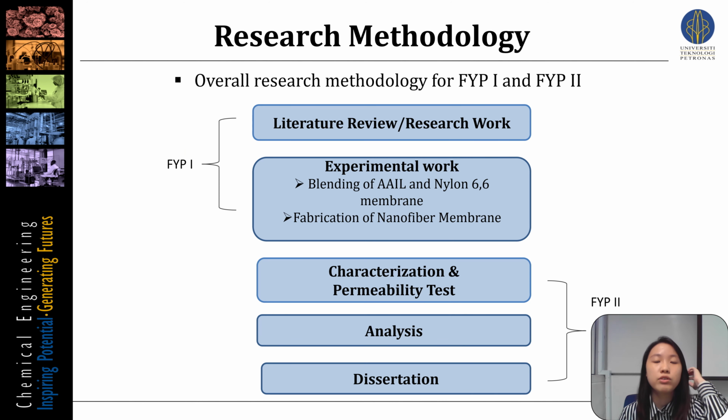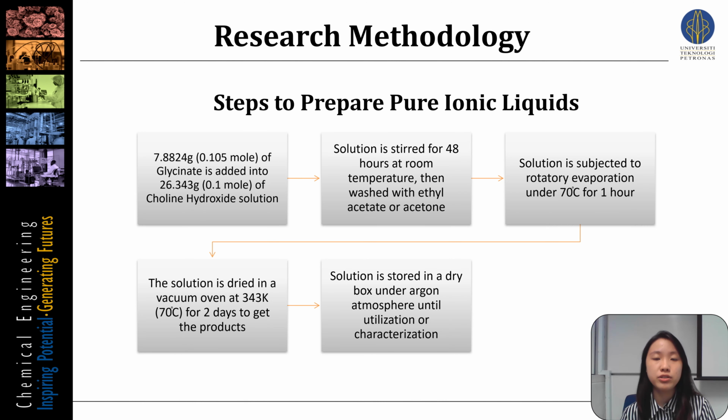This is my overall research methodology for FYP 1 and FYP 2. Research work and experimental work will be scheduled to be done in FYP 1, while the characterization, permeability test, analysis, and dissertation will be done in FYP 2. So for the methodology, the first step is to prepare pure ionic liquids. Basically, glycinide will be added to choline hydroxide to form choline glycinide.